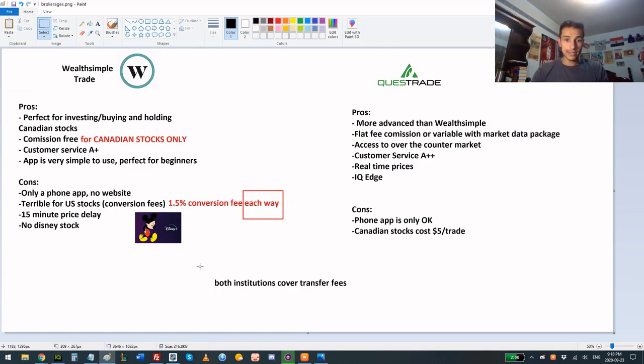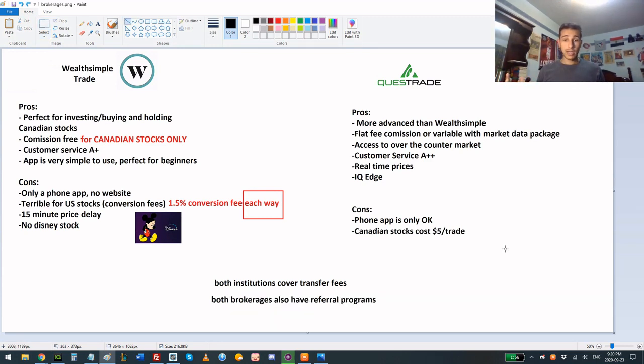One thing I forgot to mention, guys, which is a pro, is that both Wealthsimple Trade and Questrade cover transfer fees. So if you're transferring your TFSA from your bank, mutual funds, or from Wealthsimple Trade to Questrade or Questrade to Wealthsimple Trade, whoever you're transferring to will cover transfer fees up to, I think, $150.